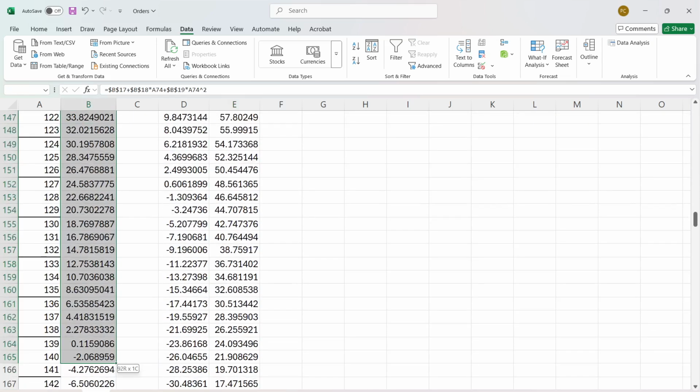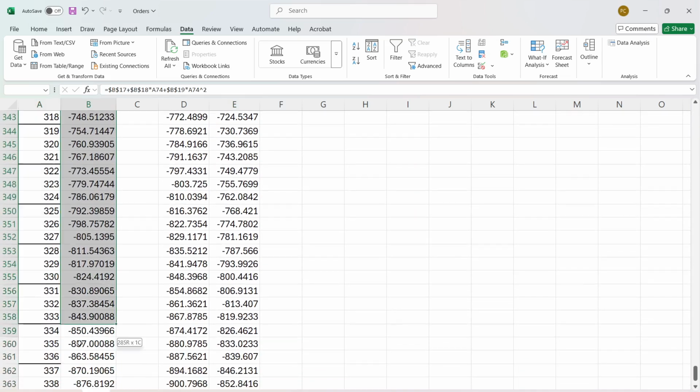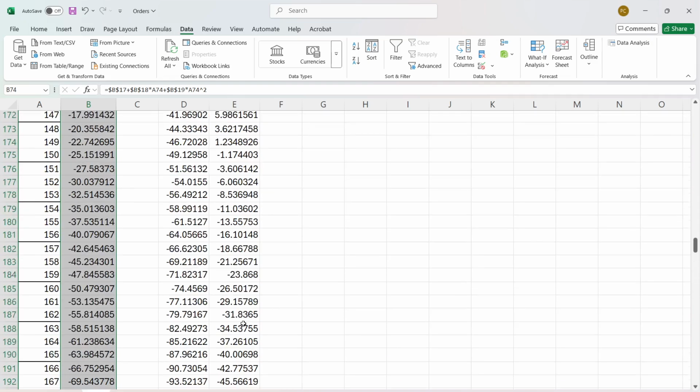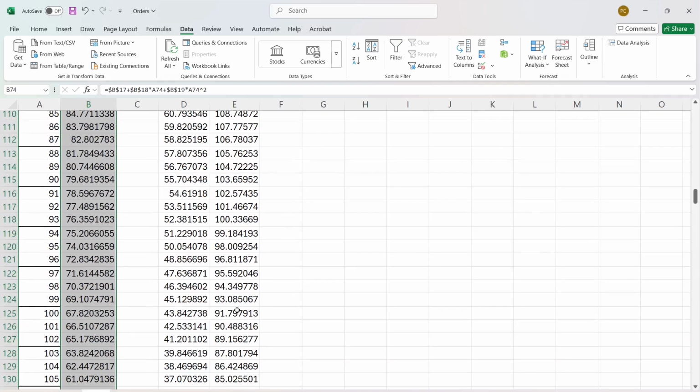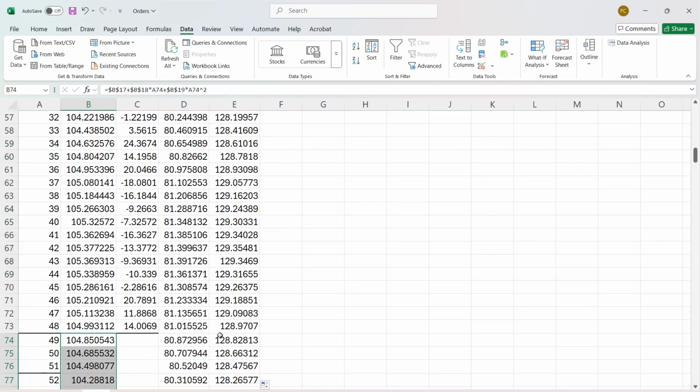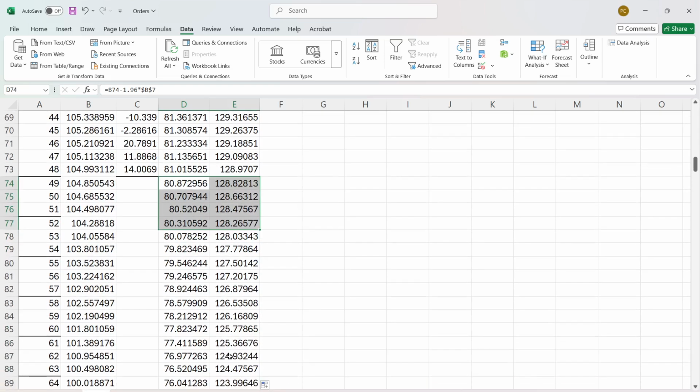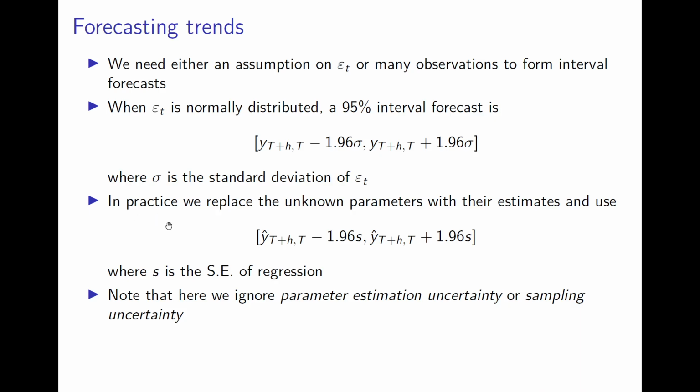point forecasts extrapolated all the way out to, frankly, a ridiculous length into the future. And I have interval forecasts extrapolated all the way out, also a ridiculous length into the future. But you see them here. They're just the point forecast plus or minus 1.96 standard errors, which is the way we do this.